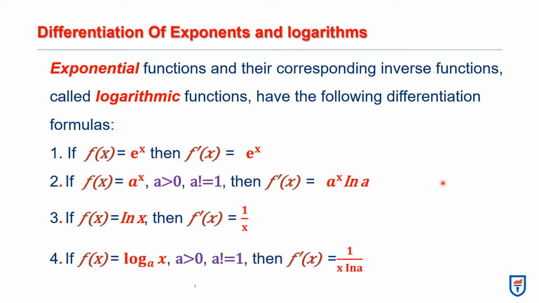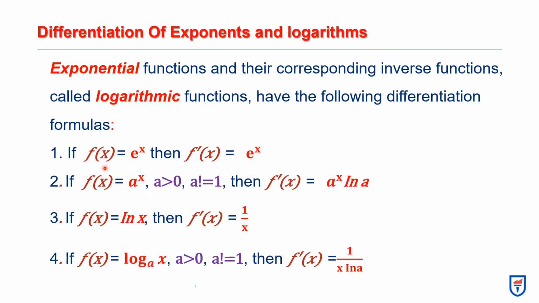Let's now look at the differentiation of exponents and logarithms. Exponential functions and their corresponding inverse functions, which are logarithmic functions, have the following differentiation formulas. There are mainly 4 properties that we should know when we're differentiating exponents, and exponents and logarithms are inverses of each other. So the 4 properties are as follows.